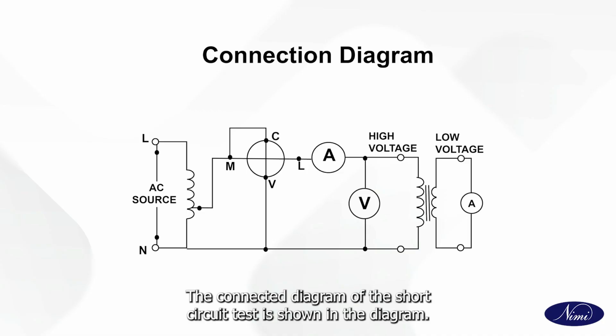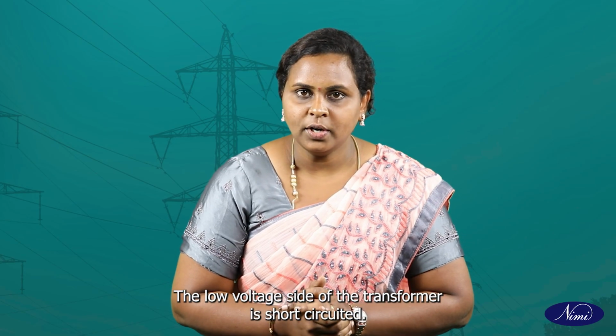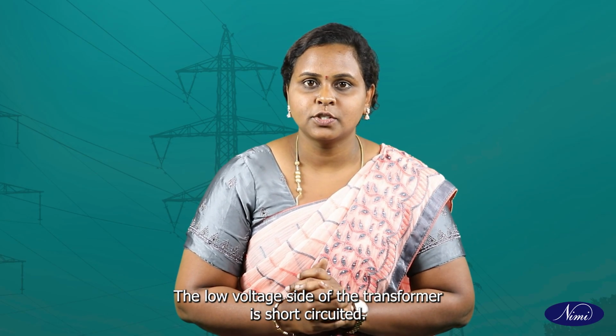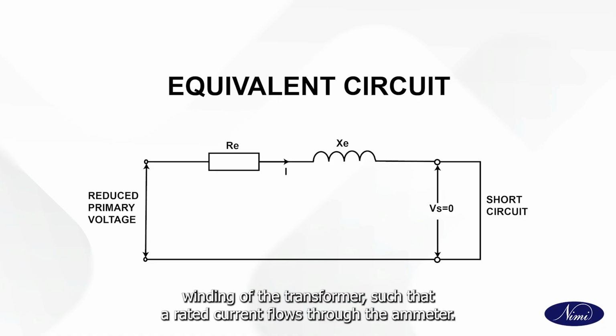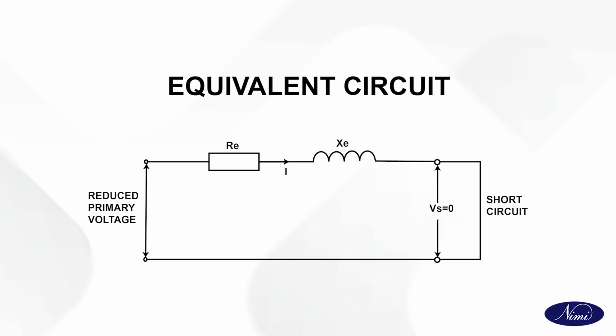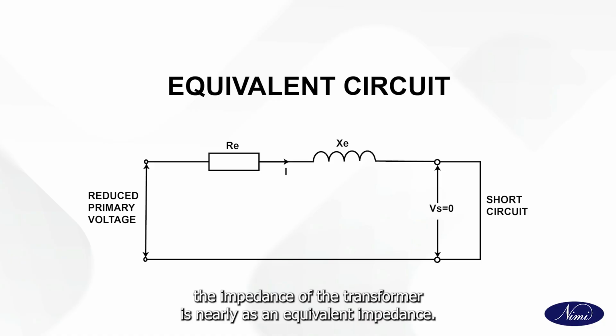The connection diagram of the short circuit test is shown in the diagram. The low voltage side of the transformer is short circuited. A reduced voltage is applied to the high voltage winding of the transformer such that rated current flows through the ammeter. In this condition, the impedance of the transformer is merely an equivalent impedance.